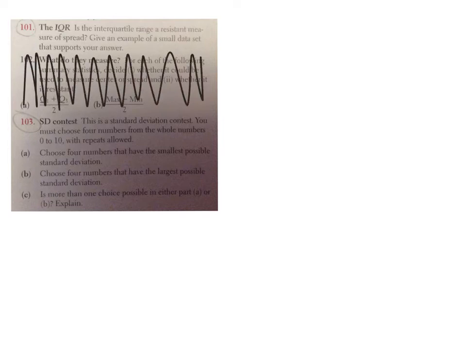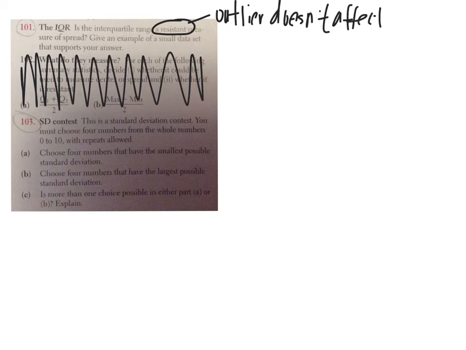Okay, we're going to tackle 101 and 103 on this same one. I realize that 102 here is in the middle, but that is okay. Let's just ignore that one for now. Let's look at 103. The IQR is the interquartile range, a resistant measure of spread. Give us an example of a small data set. Resistant means outliers don't affect it. I've actually already talked about this in an earlier problem. But let's give an example of a small data set.